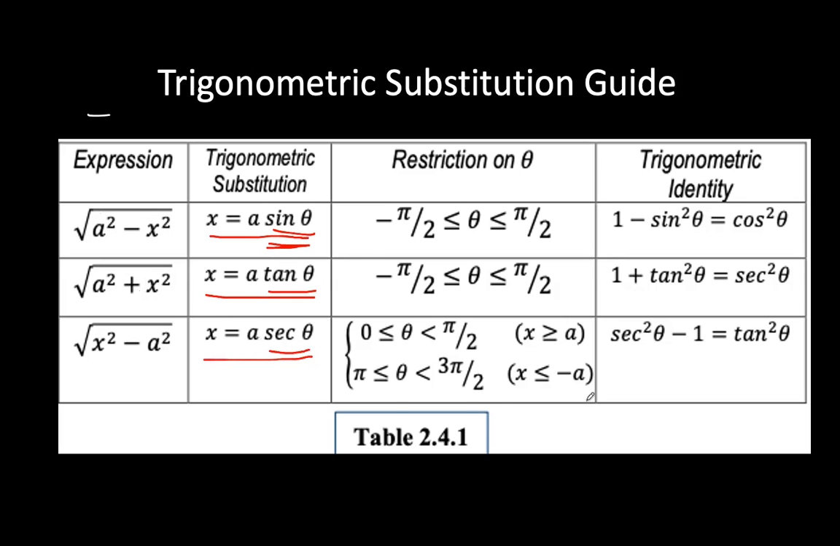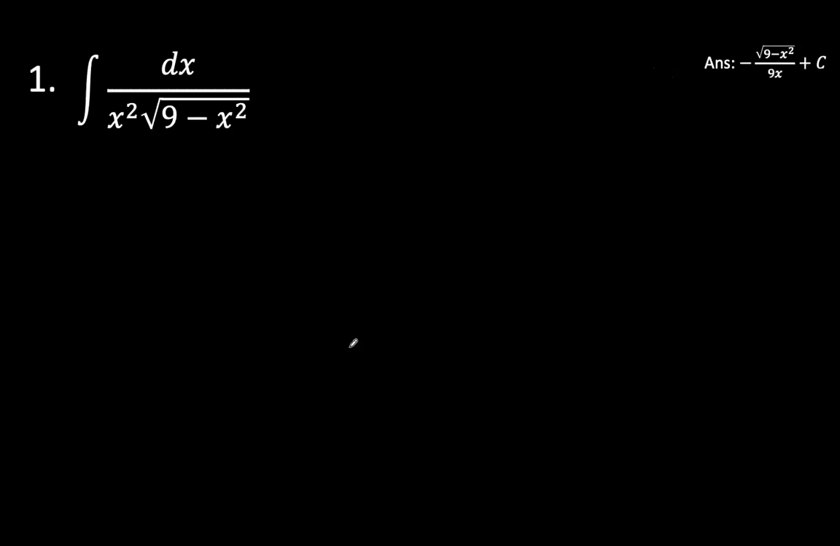Of course, we also need to consider the restrictions for theta with respect to the given expression, as well as the trigonometric identities. Now let's apply the techniques given in the table in the first problem, which is the integral of 1 over x squared times the square root of 9 minus x squared with respect to x.